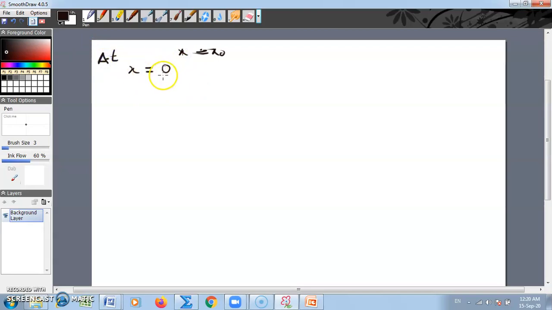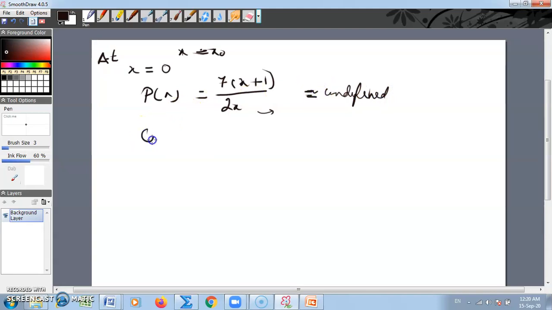what happens to px? So we find that px, what was px? It was 7x, 7 into (x plus 1) by twice x. So when I put x equals 0, the denominator becomes 0. So I call this undefined. Now let us look at qx.